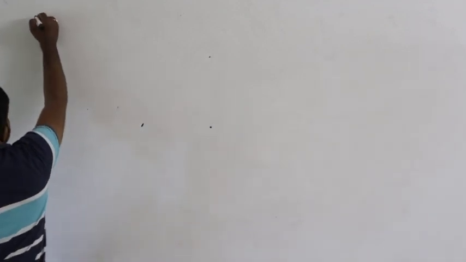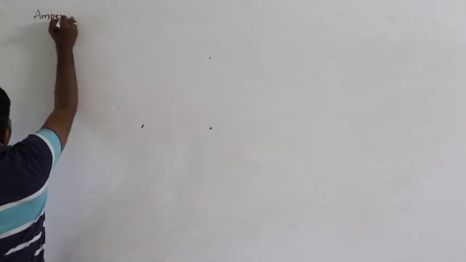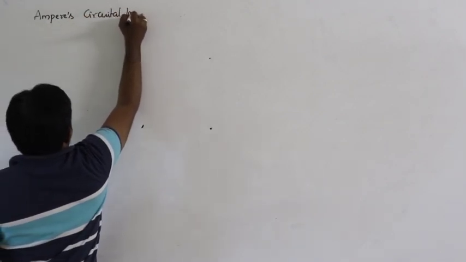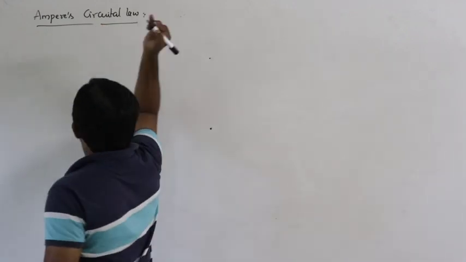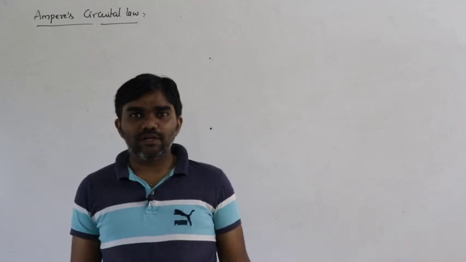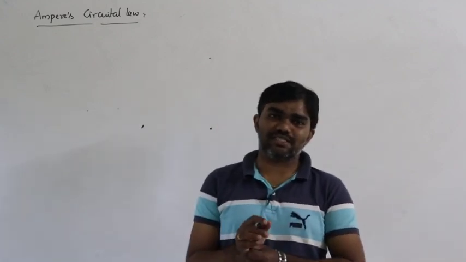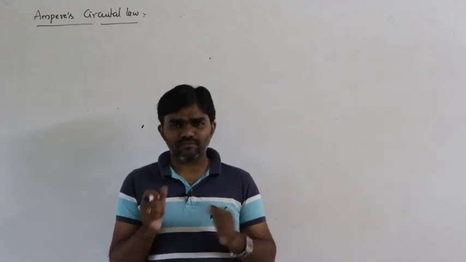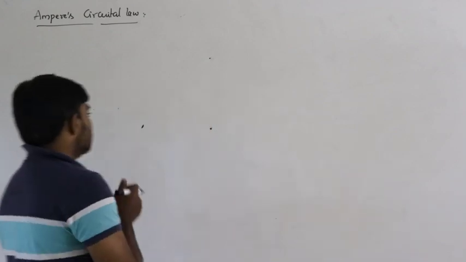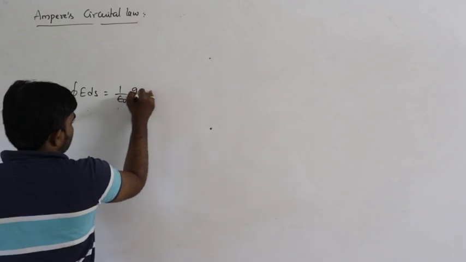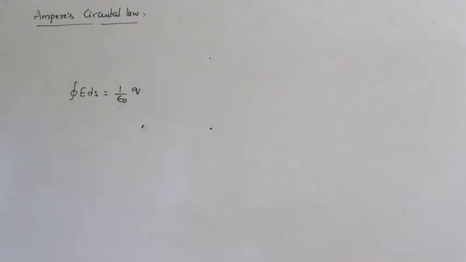So next topic in the chapter we can discuss is Ampere's circuital law. Ampere's circuital law, just like Gauss law in electrostatics. What is Gauss law in electrostatics? Integral of E.dS is equal to 1 by epsilon naught times the net charge enclosed in the surface.